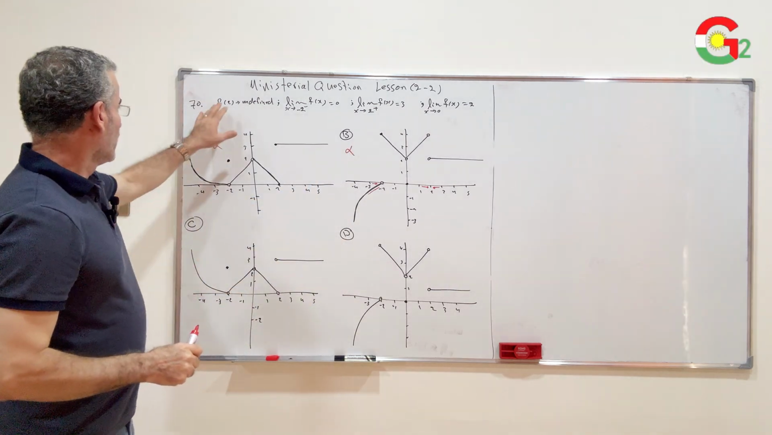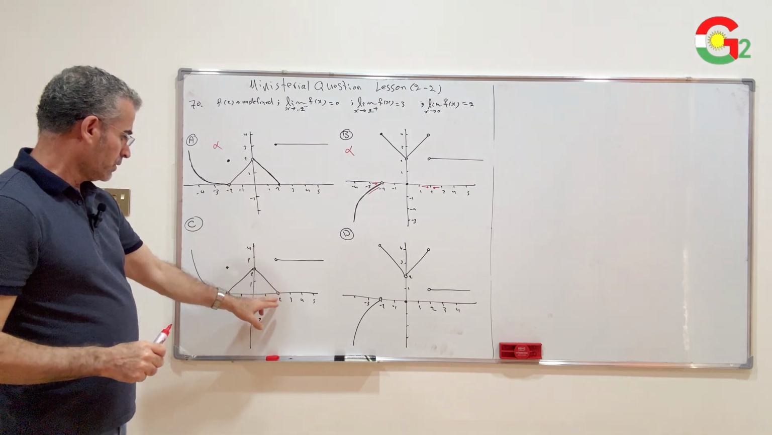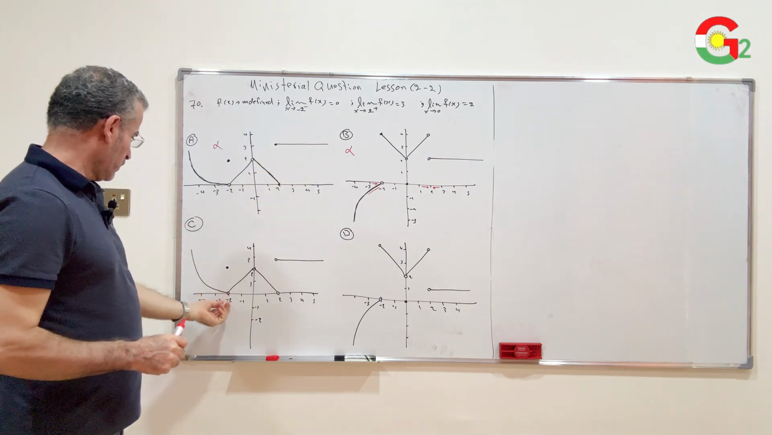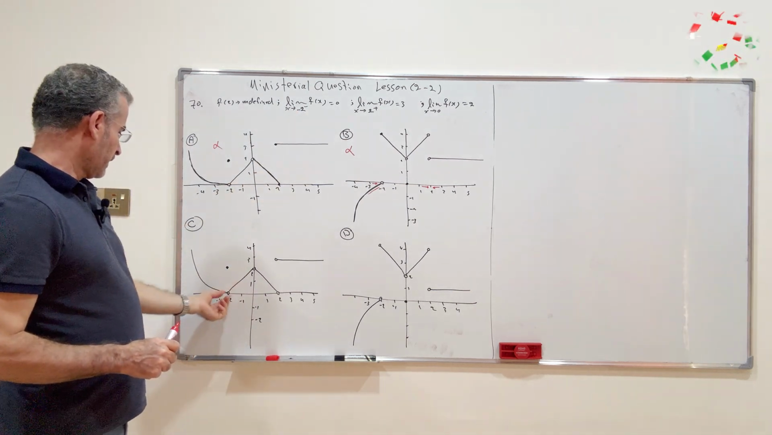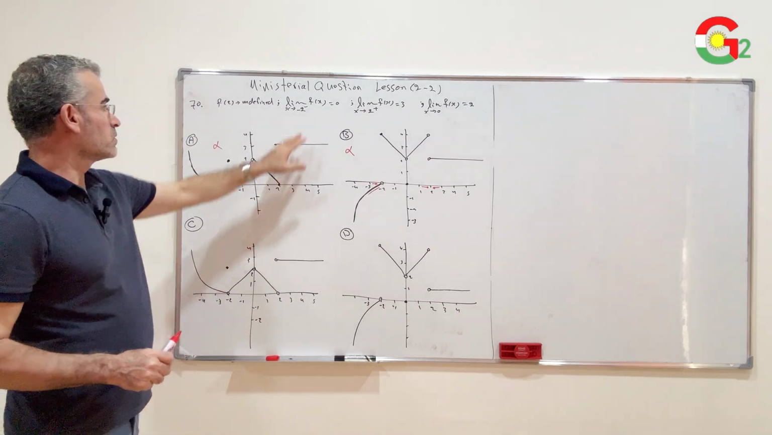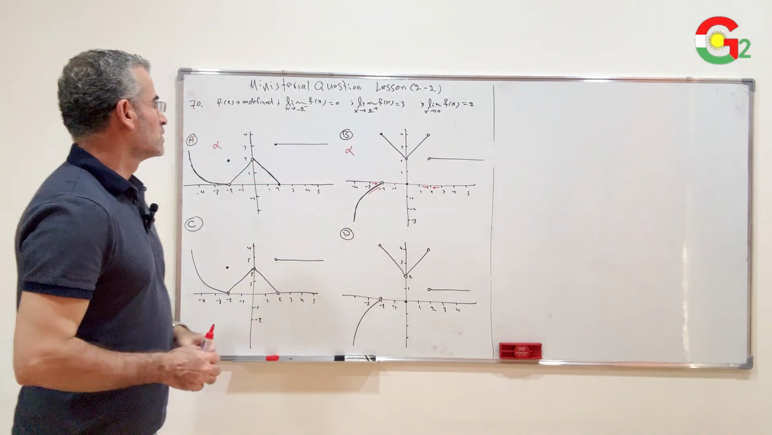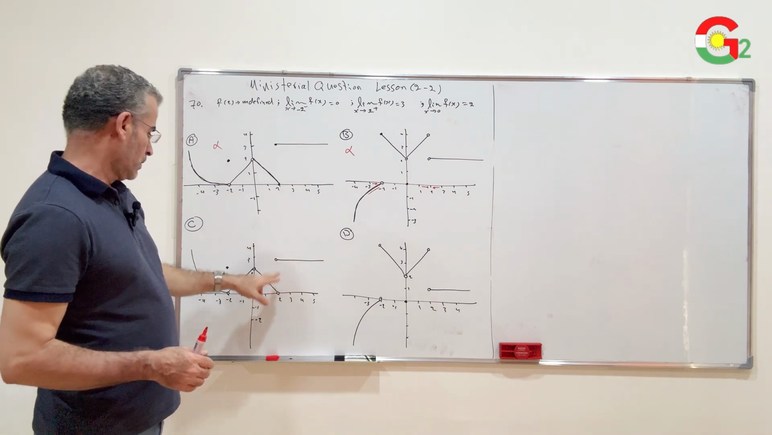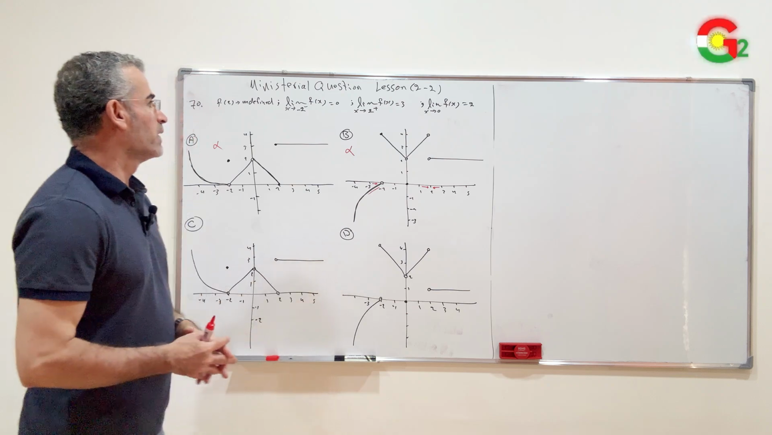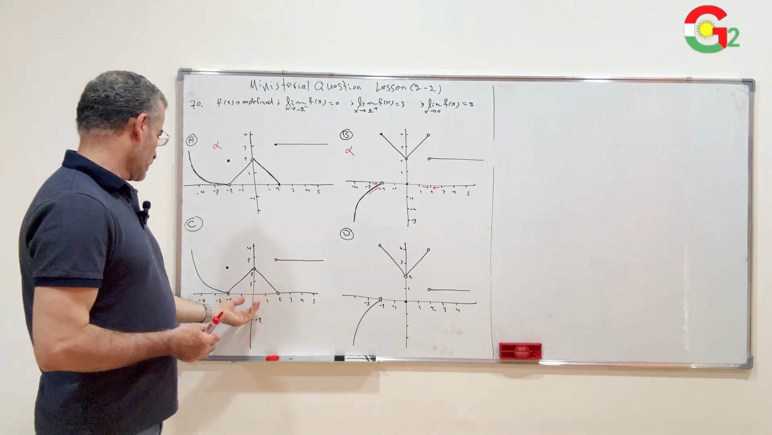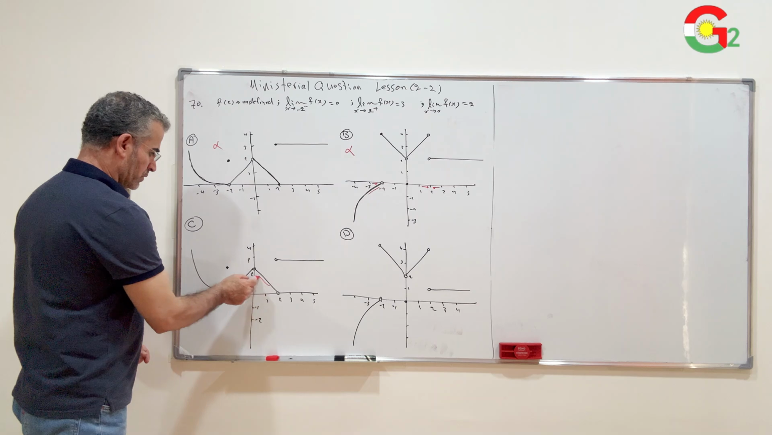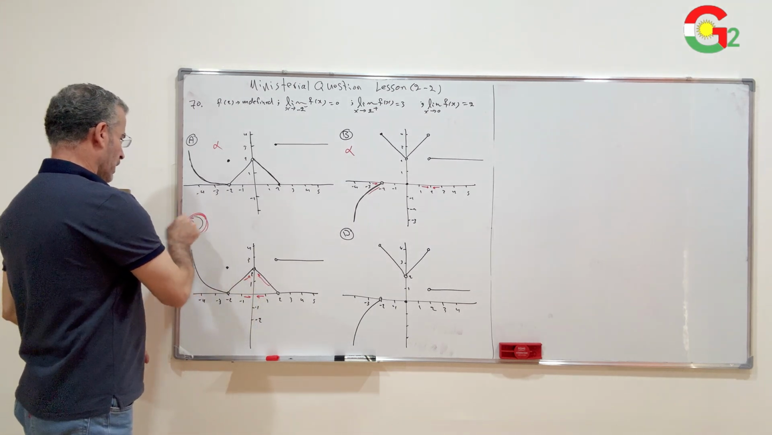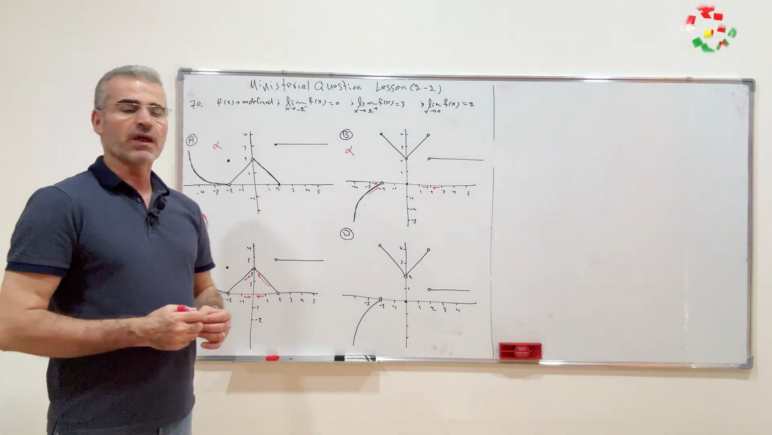Choice C. F of 2 undefined. It is true. We have a gap at 2. Limit f of x when x approaches negative 2 from the left and from the right is 0, so this is also true. Limit f of x when x approaches 2 from the right is 3. It is also true. Limit f of x when x approaches 0 is 2. When x approaches 0 from the right and from the left it is true, so this graph is the right choice.